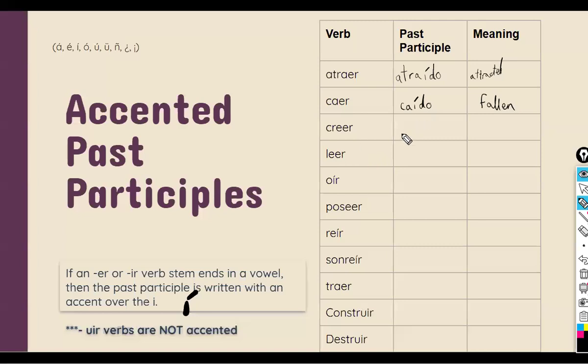All right. Creer, creído. Right? Believed. Right now, even if you all are meeting some of these verbs for the first time, you could figure out the infinitive from the translation of the past participle, right? Leído, read. Oído, heard. All right, poseído, possessed.